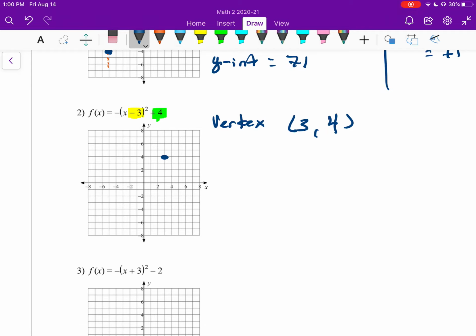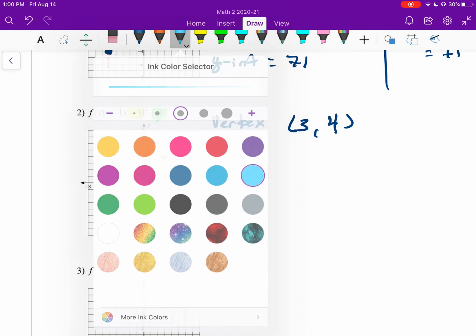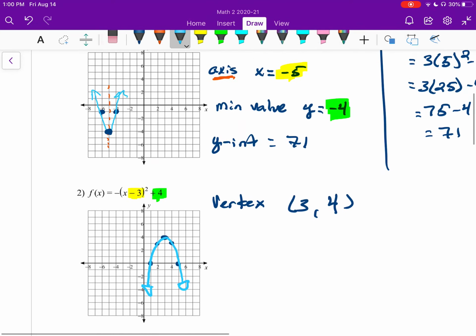So we're going to go down 1 over 1. And just since it's easy to do, I'm going to go down 3, 1, 2, 3 over 1 also. So we did 5 points on this one. You guys don't have to do 5 if you don't want to. There's our parabola.